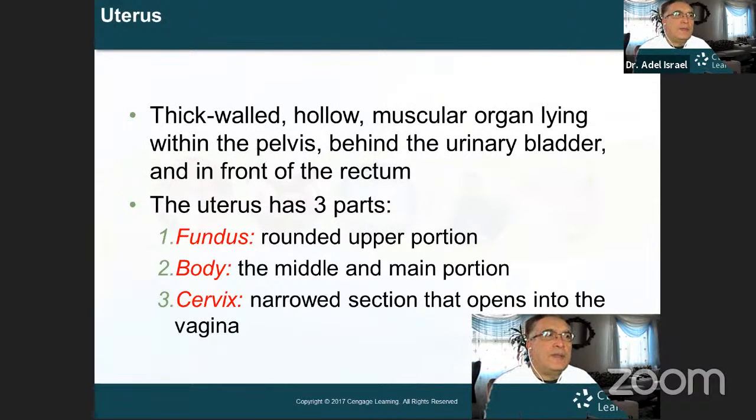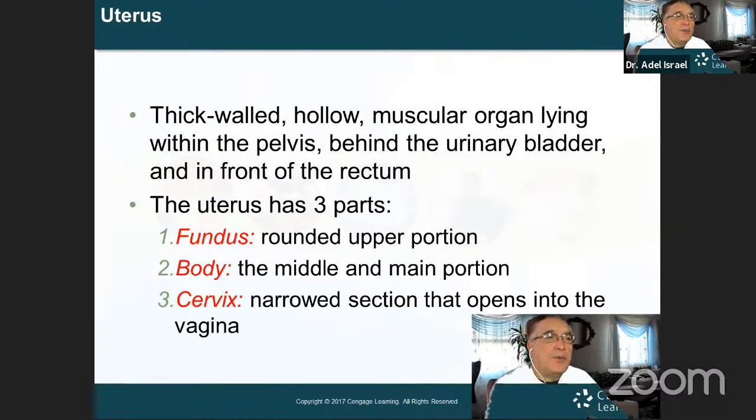What about the uterus? The uterus is a very thick wall, hollow, muscular organ. Hollow means empty from inside. We have the myometrium, and it is going to be subdivided, as I told you early, into the fundus, the body, and the cervix. And the cervix is the most narrow part, and it is going to be invaginated into the vagina, and the part of the uterus within the vagina we call the cervix.